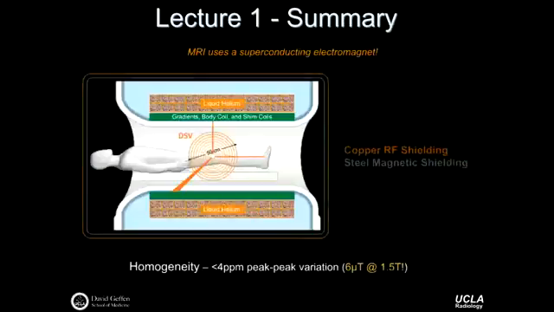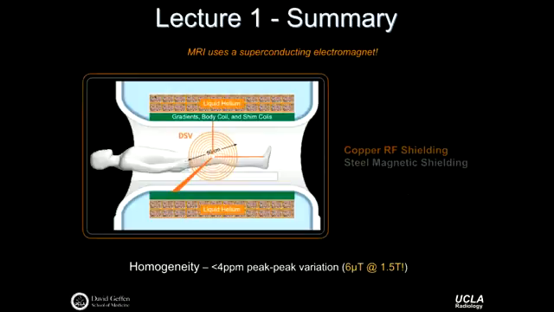Anyway, okay. So just a quick summary from last week, the first lecture for the course. We basically talked about the construction of the B0 magnet, the main magnetic field for the MR system. And hopefully you now know that MR uses a superconducting electromagnet. Both of those things are important.